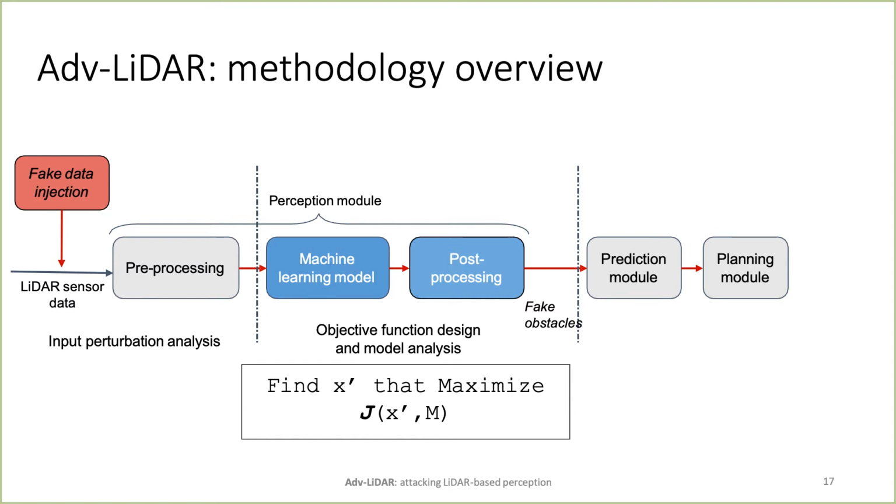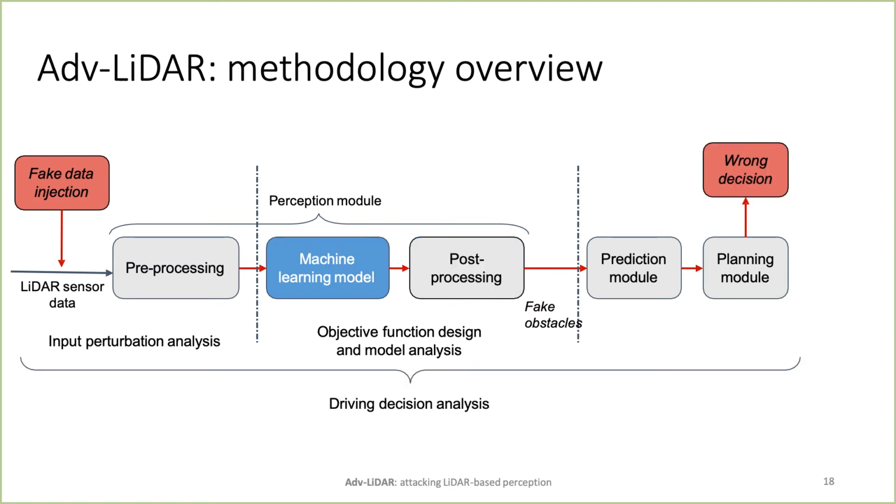So once we design our perturbation function, we now want to make it an optimization problem. So we want to find the X prime, so find whatever noise maximizes the likelihood of this post-processing stage spitting out, oh, we have a fake obstacle. And so that's the objective function we're trying to maximize. And at the end of the day, what we want is the car to make a wrong decision. So we want the car to do something it shouldn't have because of this fake obstacle we put in its way.